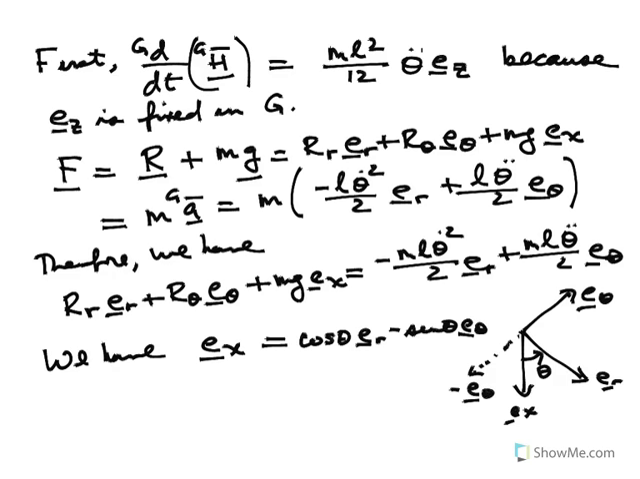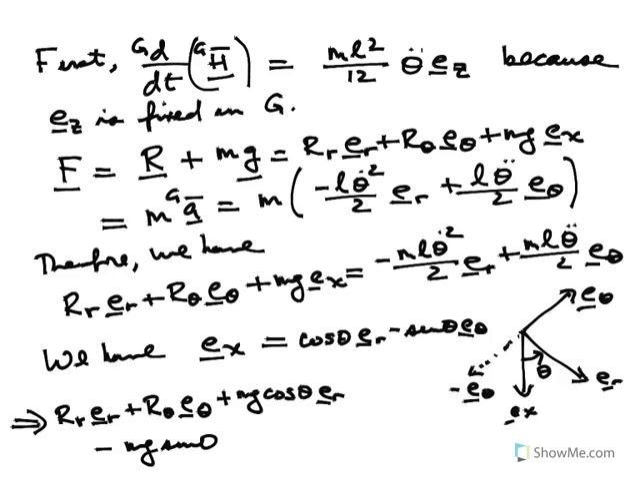negative E sub theta. So as a result, we get R sub R ER plus R sub theta E theta, and then we've got plus mg cosine theta ER minus mg times the sine of theta times E theta is equal to minus ml theta dot squared over 2 ER plus ml theta double dot over 2 E sub theta. So now we can break this up into components.